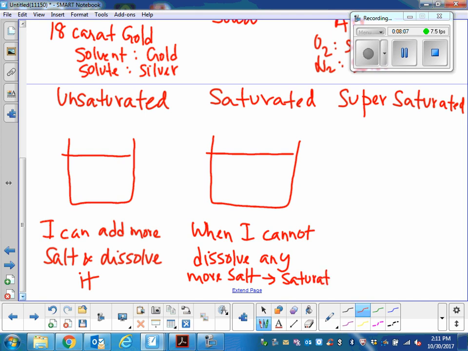So then what is a supersaturated solution? What is a supersaturated solution then? No, it can't be that. Well, you remember, solutions are homogeneous mixtures. You can't have salt sitting in the bottom. Then it becomes heterogeneous. But how can I make a supersaturated solution?